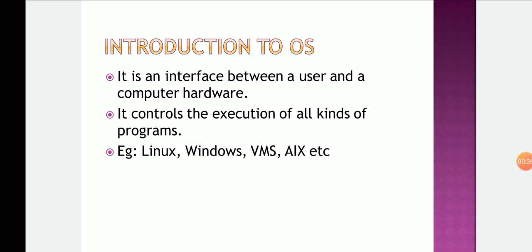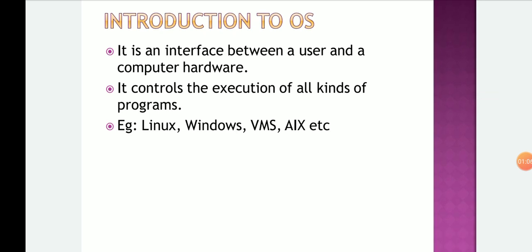See the first point, it is an interface between a user and the computer hardware. For example, if a user needs to access the hardware directly, then he needs to write many codes. If an operating system is present, then he need not write them. The operating system helps the user to access the hardware. And the second point, it controls the execution of all kinds of programs. So many programs are being executed, and the OS helps in the execution of all of them. It really controls it. Examples are Linux, Windows, VMS, AIX, etc.